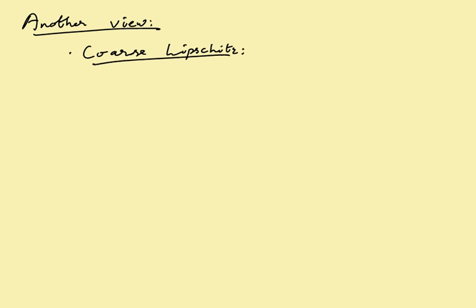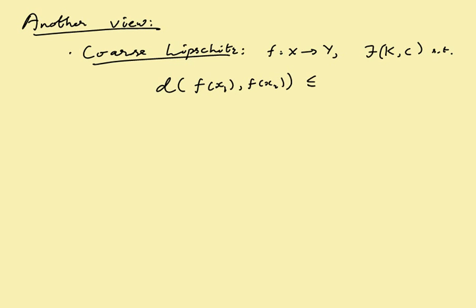As I said, this is f from X to Y. There exists K comma C such that the distance between f of x1 and f of x2 is less than or equal to K times the distance between x1 and x2 plus C. Now if I didn't have C, if C were 0, this would just be Lipschitz. So just this part of it is just Lipschitz.